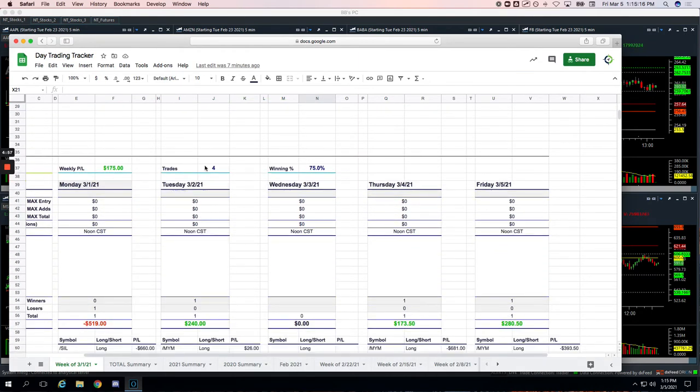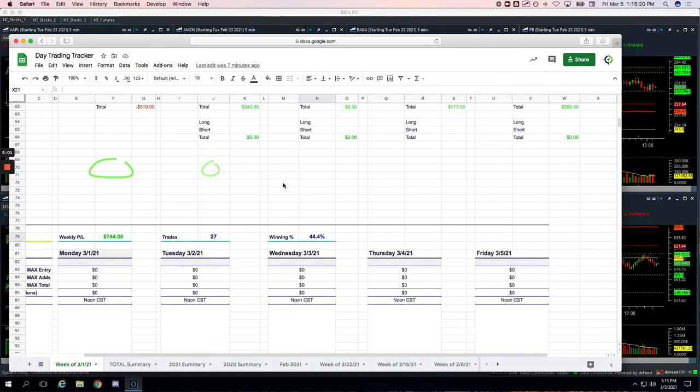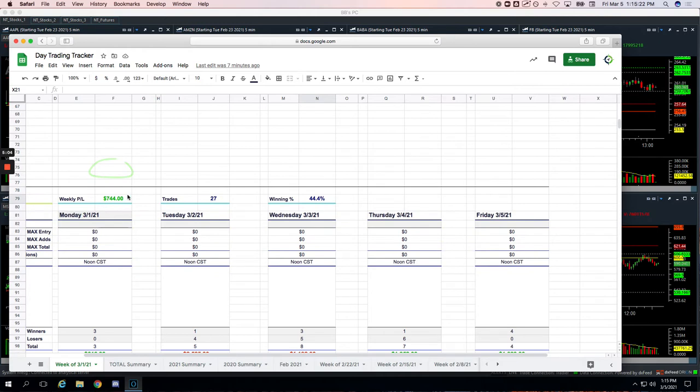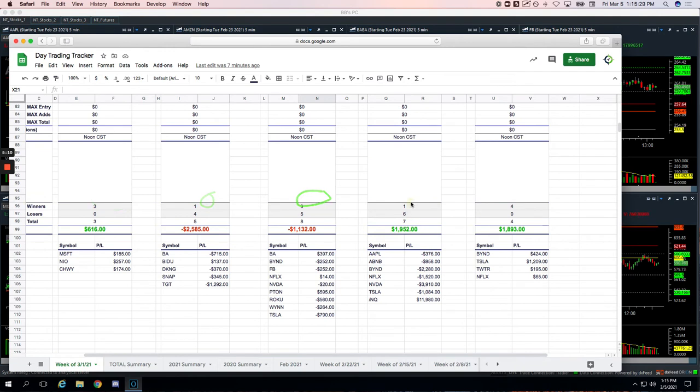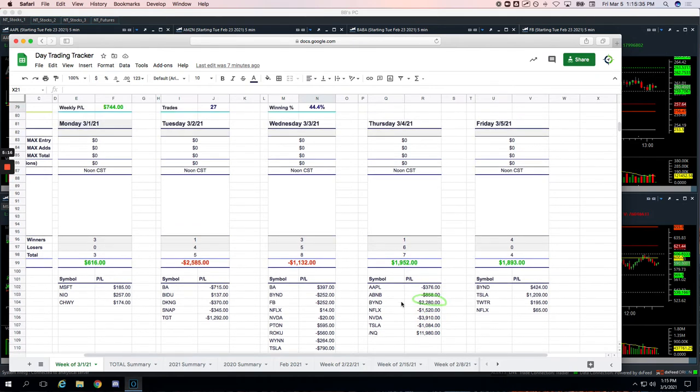On the pairs trades, took 4 of those, 3 of which were winners for plus 175 on the week. And then on the runners, plus 744 on 27 trades. Terrible winning percentage, primarily due to the 1-6 performance on Thursday. Obviously, that one big NASDAQ comeback was what made the difference in making our P&L green. But more often than not, if I have a winning percentage like that, that is going to be a red week.